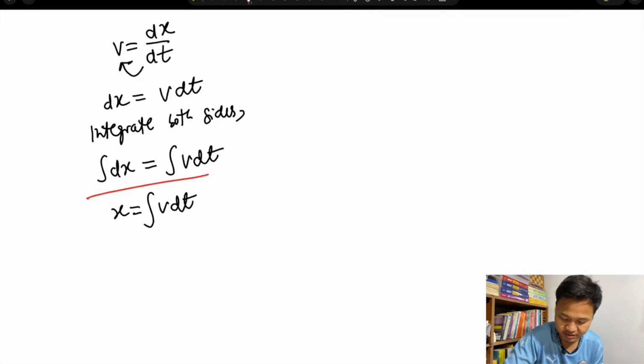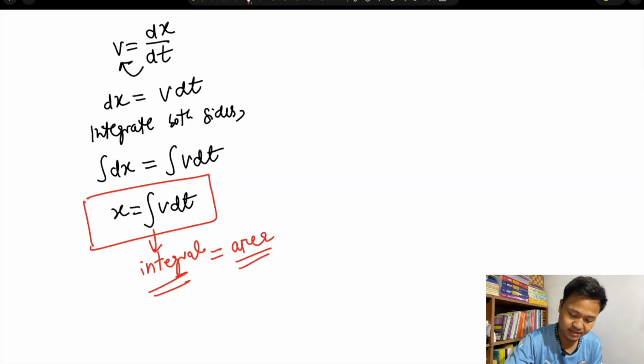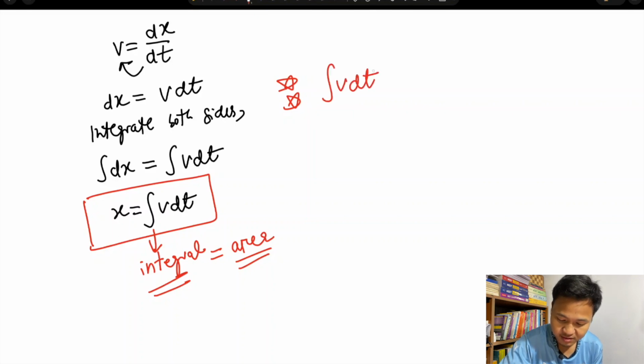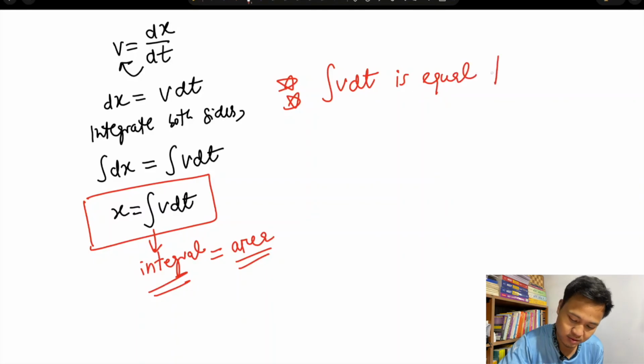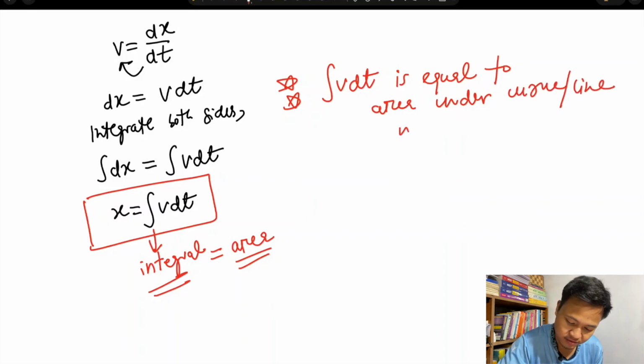Okay, so we have one relation here, from integral calculus. Now you have an integral sign. Whenever you have an integral sign, integration basically means what? Area. Now I will just write the result directly. Here, integral v dt is equal to the area under the curve or line in vt graphs.